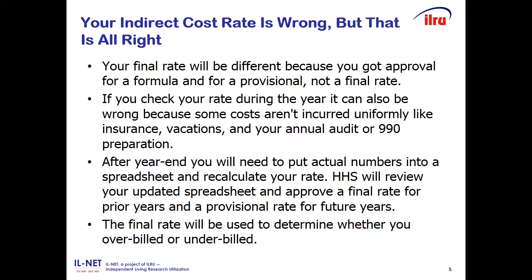So if you were to add up all of your indirect costs and compare them to your direct costs, they would vary. They might be higher in the summer, lower in the fall. That's normal. But after year end, you will need to put your actual final numbers into a spreadsheet and recalculate your rate. HHS will review that rate, review your updated spreadsheet, and approve a final rate for this past year and then a provisional rate for the coming year.